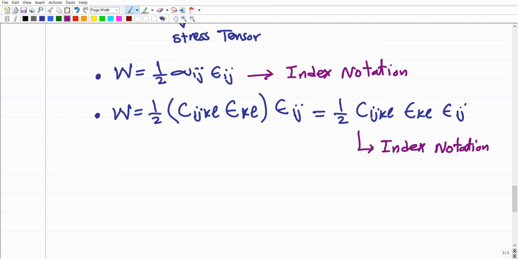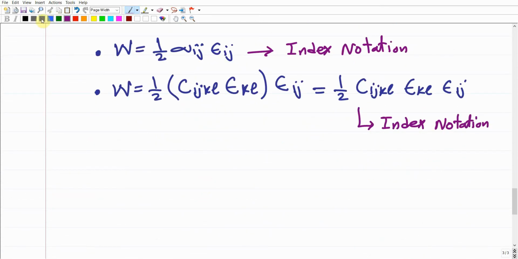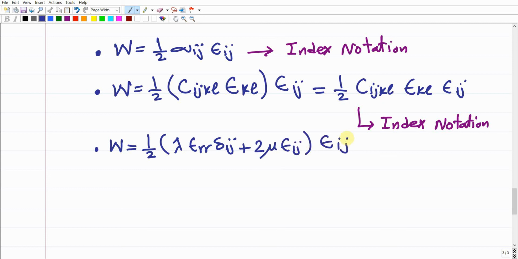But it is recommended in general to consider the strain energy in this form for other advanced theories. Anyway, this is the strain energy density function that we defined. We can even write this function for the case of isotropic linear elasticity in this form: 1 over 2, we define sigma as lambda times epsilon kk, or let us use epsilon rr delta ij, with dummy index rr, plus 2 mu times epsilon ij. All of this should be multiplied times epsilon ij.